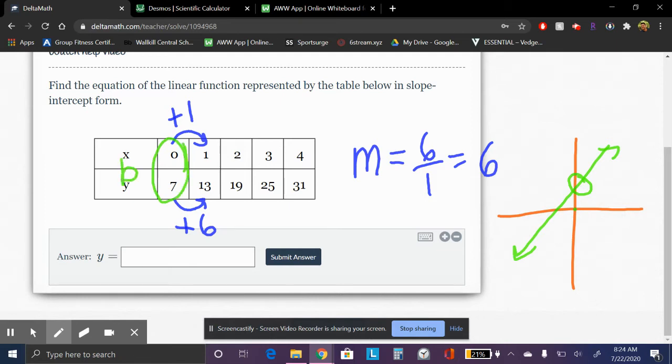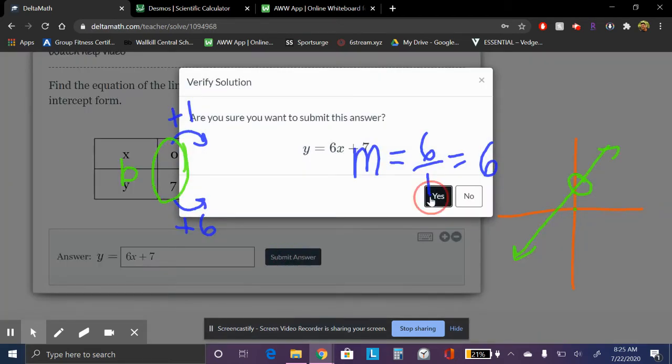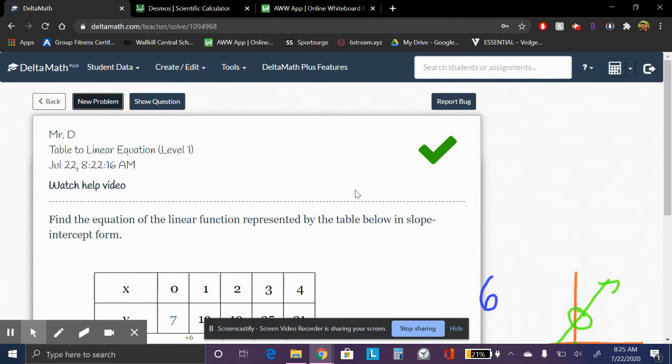And so we have my m and we have my b, and my equation would be y equals, you don't have to type y equals, it's already there, 6x plus 7. Submit. Yes. Awesome.